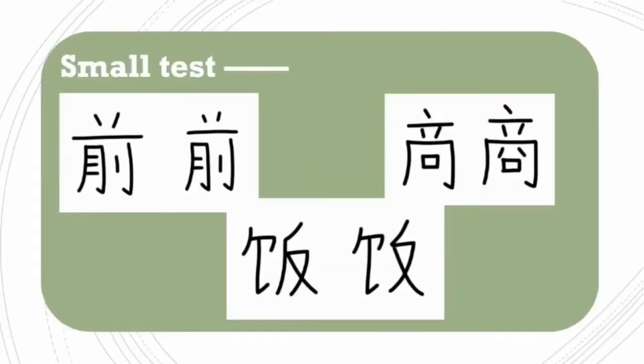Here's a test for you guys. Here are 3 pairs of characters, but in each pair, only one character is correct. So choose which one is correct and write a word or phrase with this correct character.